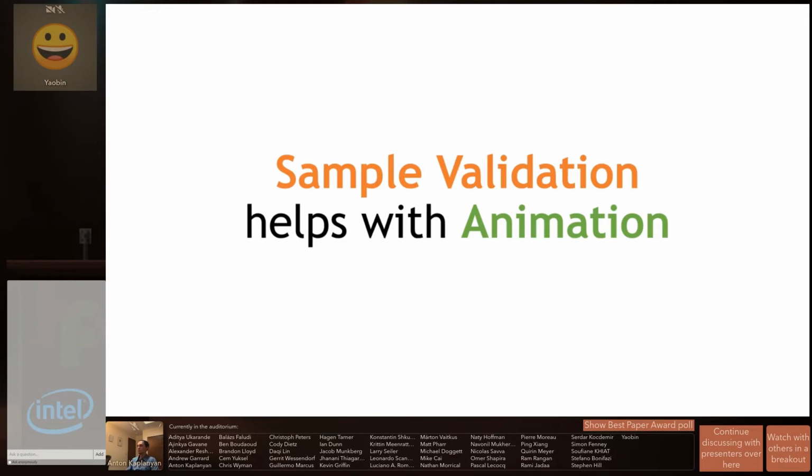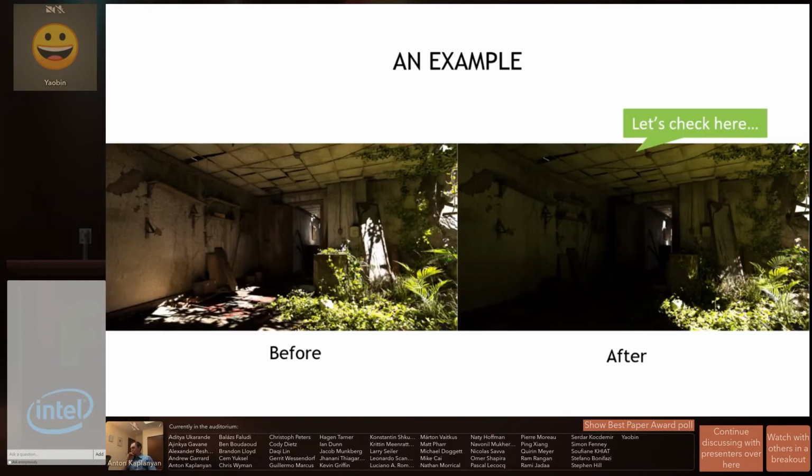Here is the result of sample validation. So here is the scene we are going to check. In this scene, the room is illuminated by sunlight and the ceiling receives indirect light from the floor. When we suddenly change the direction of sunlight, the ceiling should become much darker because it's no longer illuminated by the floor.